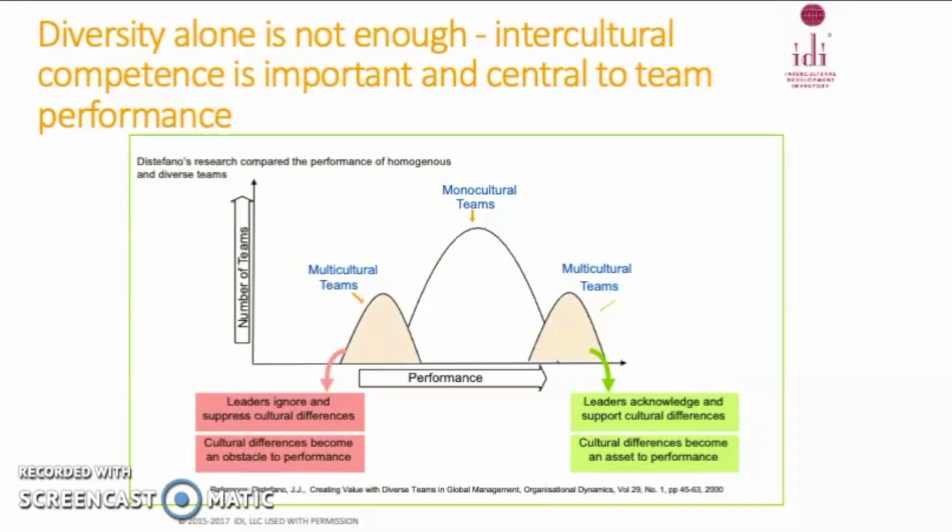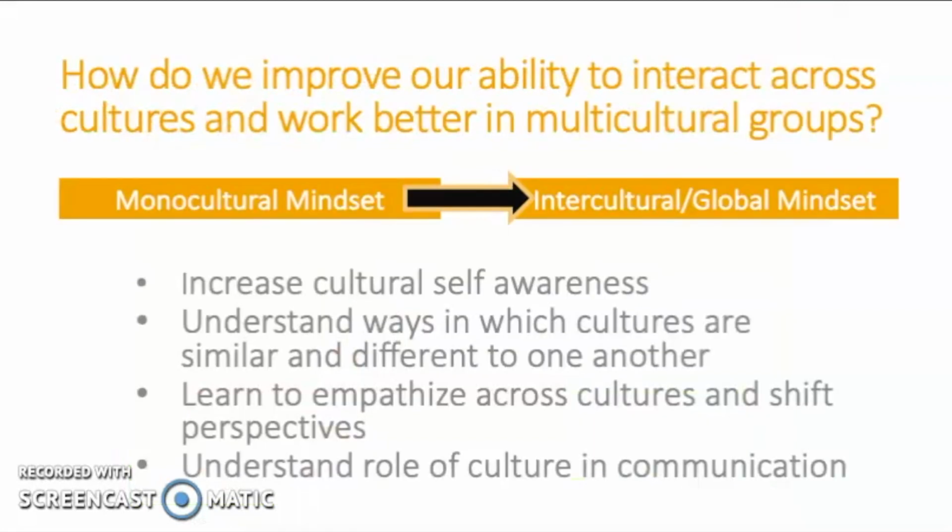On average, members weren't any better in their individual areas than those on the destroying or equalizing teams. The key to unlocking this creative synergy was in the team's interactive processes, i.e. in how they leveraged their differences. So how do we improve our ability to interact across cultures and work better in multicultural groups?